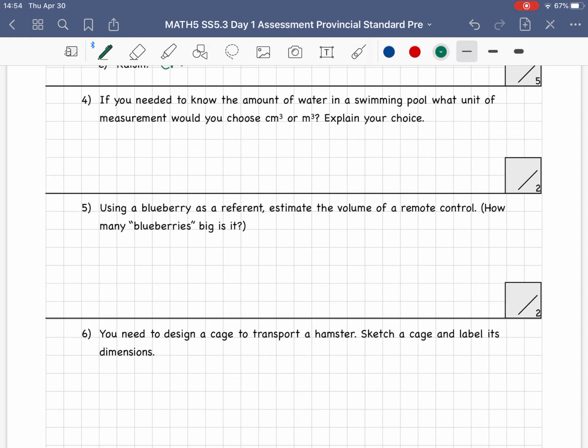Number 4, if you needed to know the amount of water in a swimming pool, what measurement would you choose? Centimeter cubed or meter cubed? Well, a swimming pool is big and has lots of water. We would measure it in meters. So we would use meters cubed. Use cubic meters. That's another way to say it. It has a very large volume.